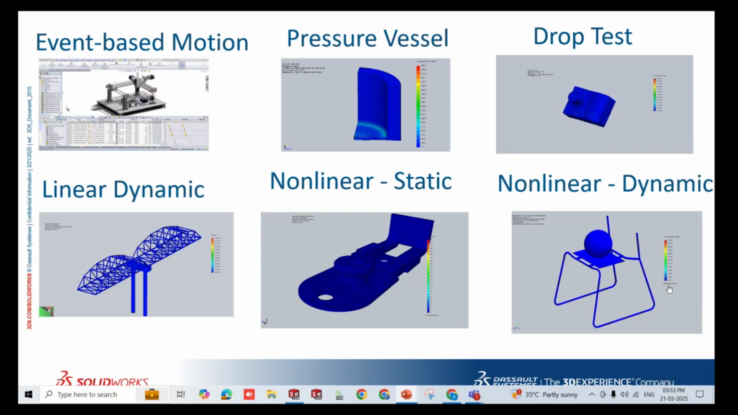Next step, event-based motion analysis. Event-based motion analysis extends the capabilities of time-based motion analysis. It has triggers, tasks, and actions. In some assemblies, like an assembly line in a factory, there are certain tasks that must be completed before other tasks. Event-based motion analysis helps you to capture such behaviors.